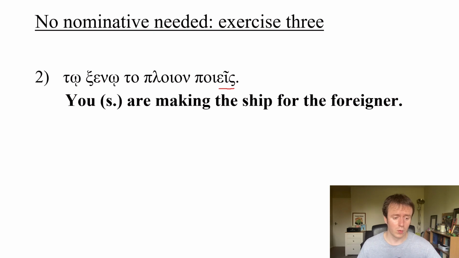I know that for the foreigner, toi xenoi, comes first in the Greek sentence, but in English we would have to reword it and make it sound nice and natural and say you are making the ship for the foreigner, because you can't say you are making for the foreigner the ship. You always want to make your translations sound natural in English.